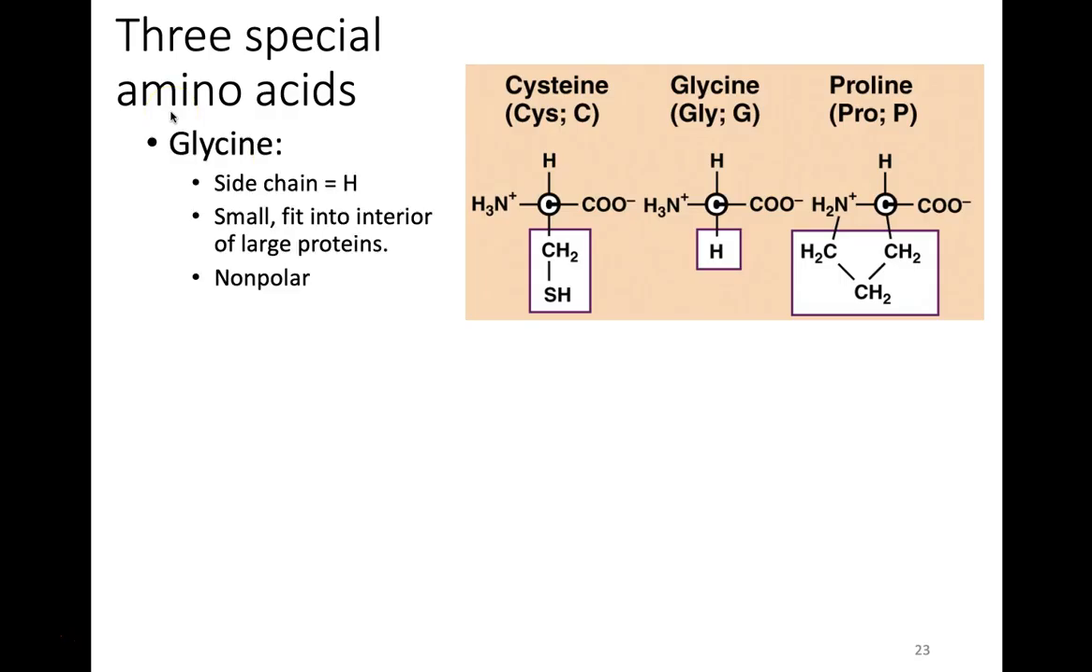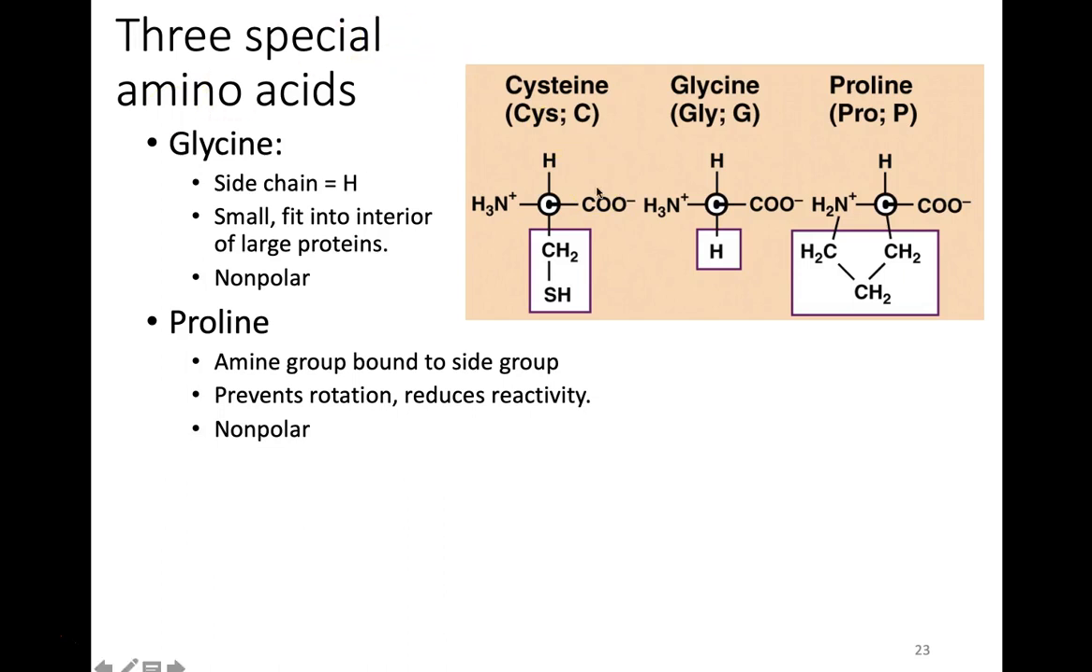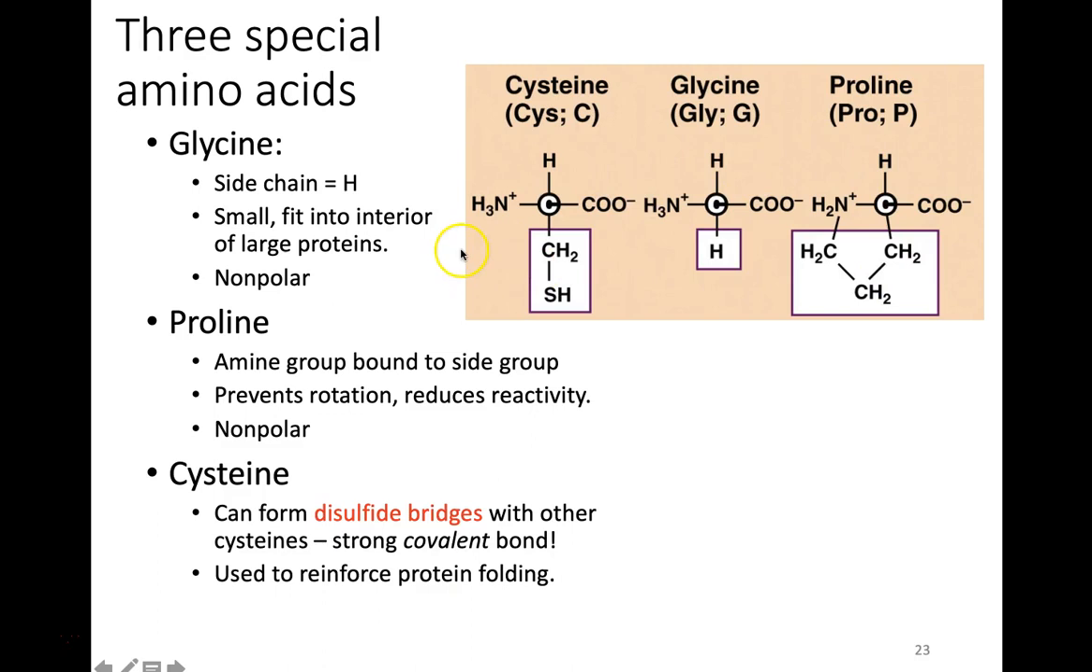Alrighty, so special cases: glycine, proline, and our last one is cysteine. If you were looking at this in the chart, you'd see that cysteine has a sulfur, an S. This is very special because these sulfurs really like to bind with themselves. Sulfurs and sulfurs like to bind together, and so these can form what are called disulfide bridges with other cysteine amino acids. And this is not just any old bond. This is a strong covalent bond, so sharing of electrons and all that kind of business.